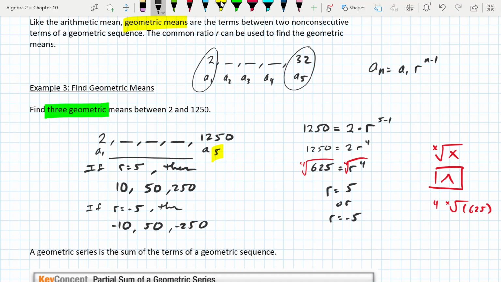So here, there happens to be 2 possibilities, but that's because we ended up taking an even root, so there could be both positive and negative versions of the common ratio. So you just have to kind of watch out for that.